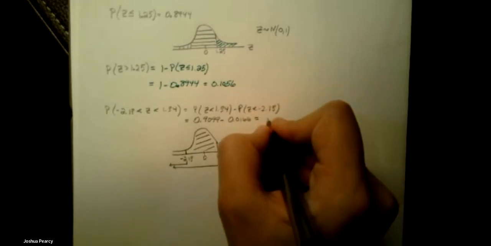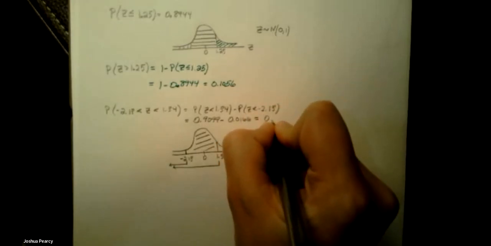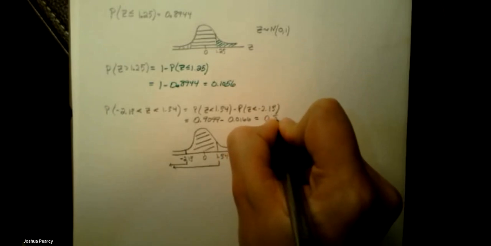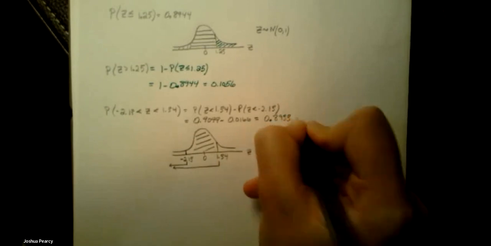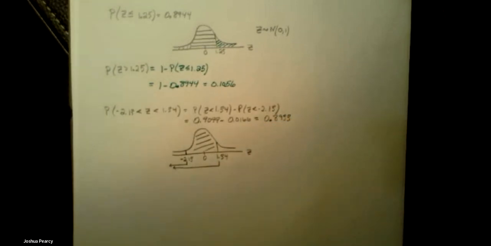And if you do that, I have no idea what that is. So let's figure that out. 0.9099 minus 0.0166 is 0.8933. Everyone okay with how I did that by looking at the area in the middle?